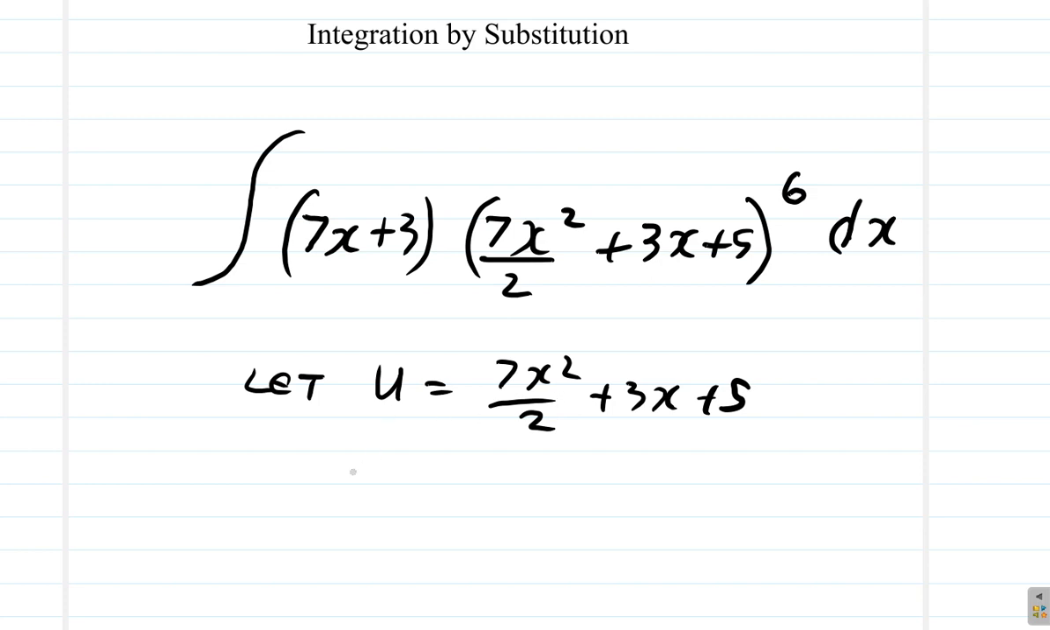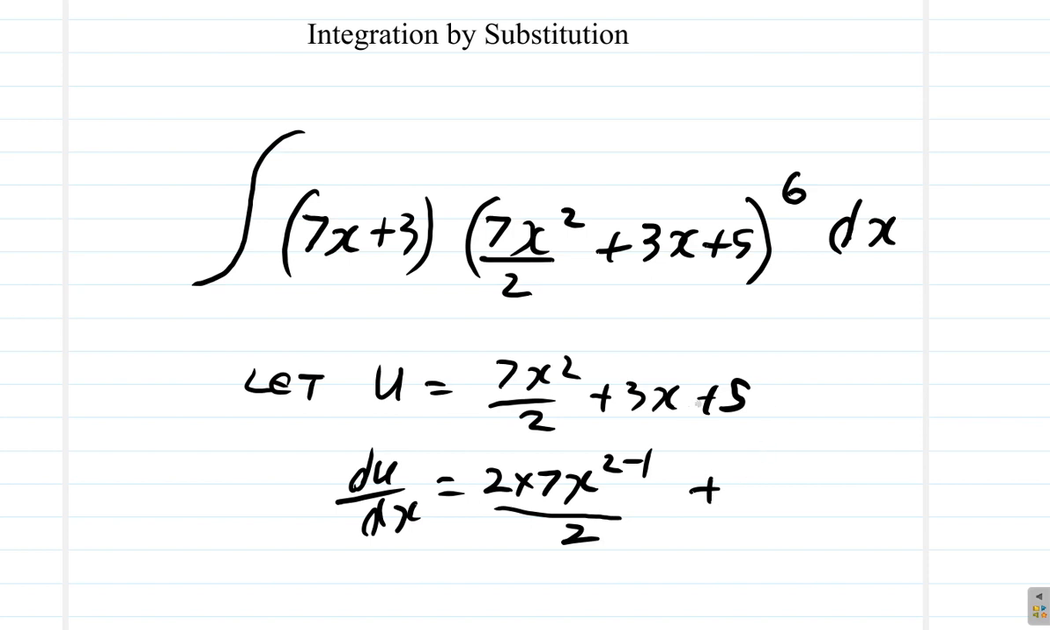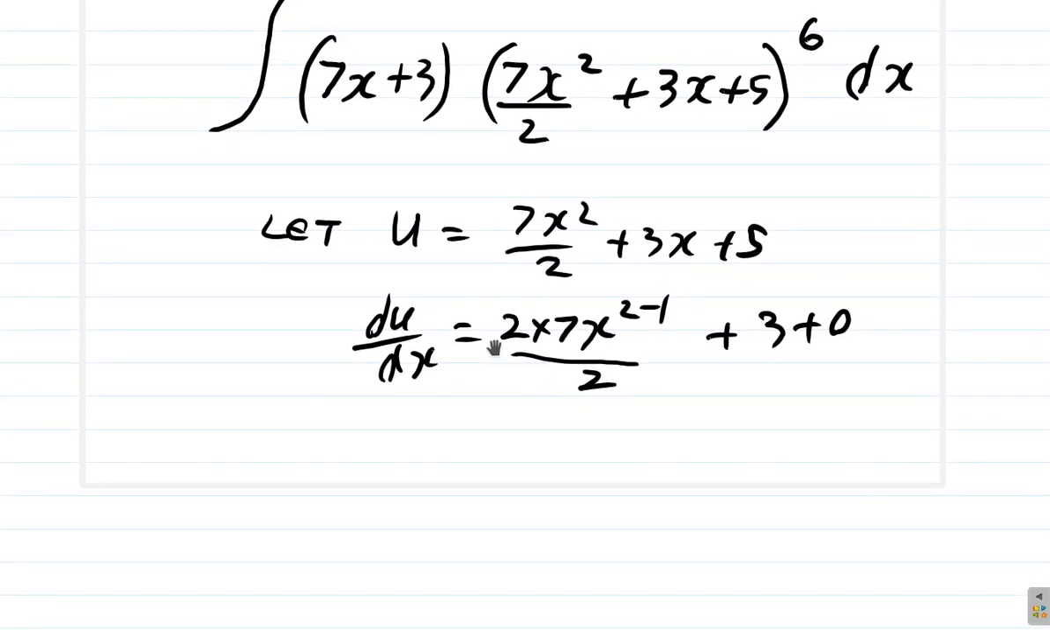Now, that means that du by dx would be what? Let's differentiate this. This would be 2 times 7x to the 2 minus 1 over 2, plus, when you differentiate 3x you get 3, plus when you differentiate 5 you get 0. Alright. So, therefore, du by dx is equal to, you cancel the 2's, so you have 7x, because 7x to the 2 minus 1 is 7x to the 1, but 7x to the 1, as you know, is just 7x. Plus 3.